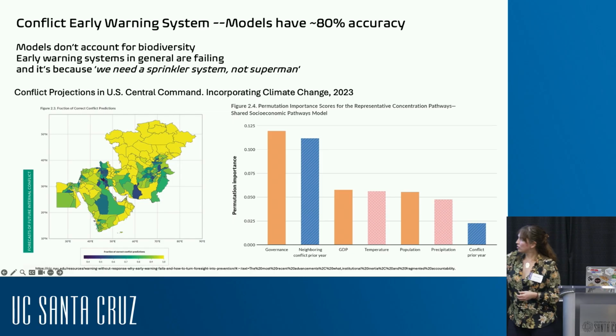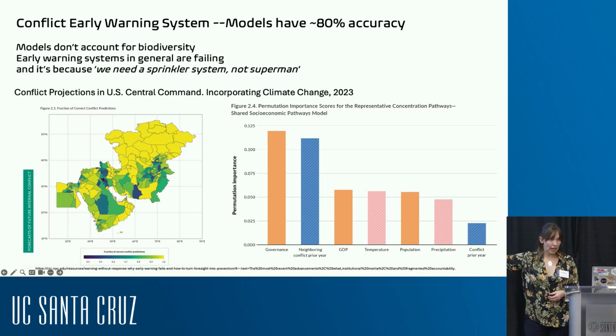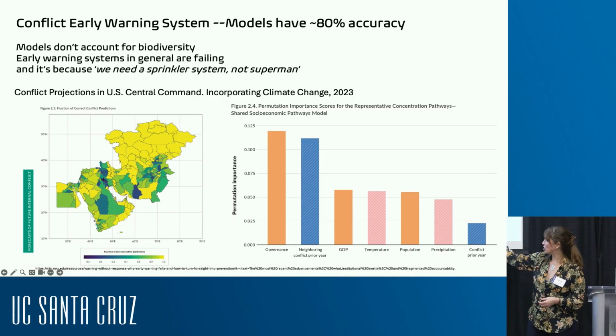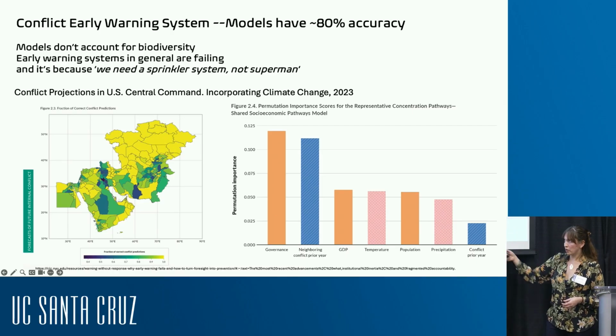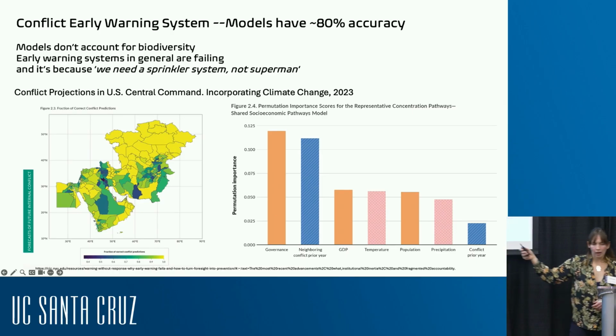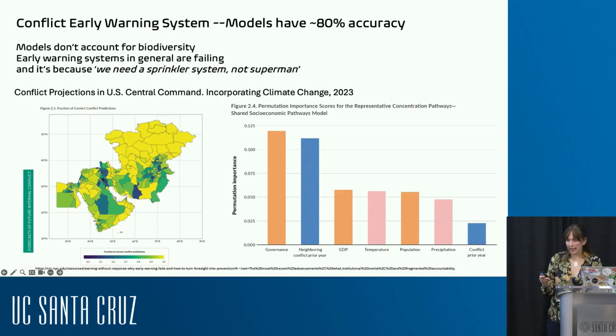And again, these are some of the types of data. A lot of it is satellite-based data like temperature, precipitation, but you've got governance, GDP, all of these different elements going into our models. This would be what an example of a model would look like. And biodiversity is left out.